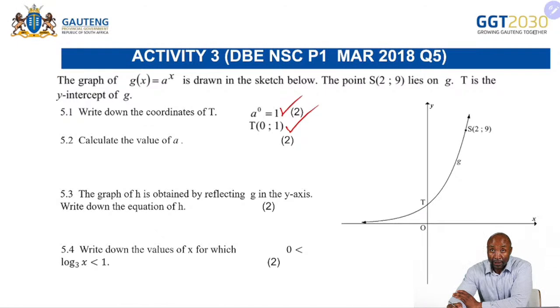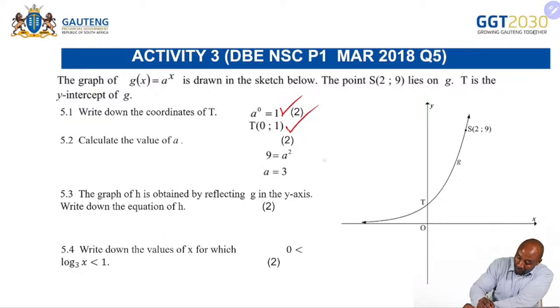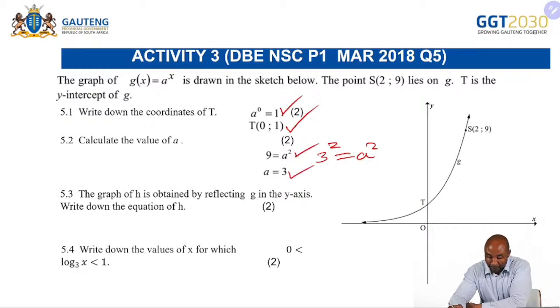The value of a, we are going to substitute the coordinates of point S to help us get the value of a. And we'll get 9 is equal to a squared. From our laws of exponents, we know that 3 squared is equal to a squared. Exponents are the same, so we equate the bases. Our a is 3. You get your 2 marks there.